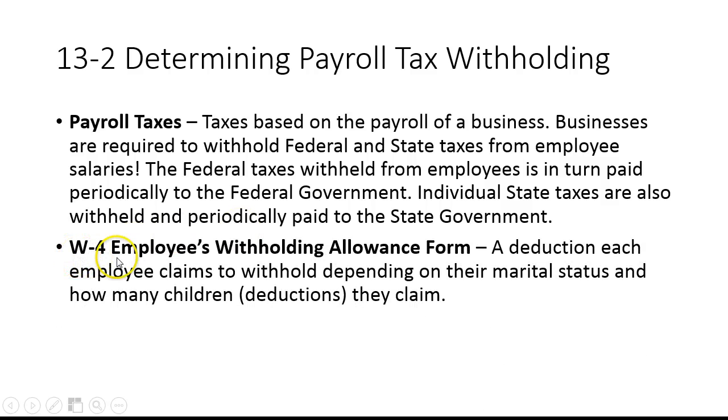A W-4, and if you've ever had a job, you filled out a W-4. This is to tell the federal government the withholding allowance, and it's a deduction each employee claims to withhold depending on their marital status, whether they're single or married, and how many children or deductions they're going to claim on their taxes.